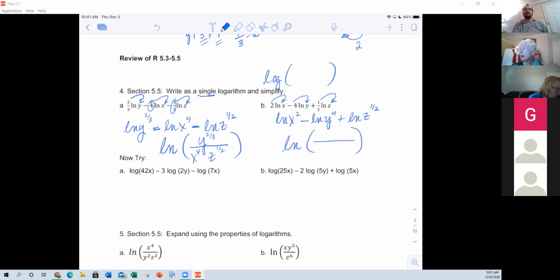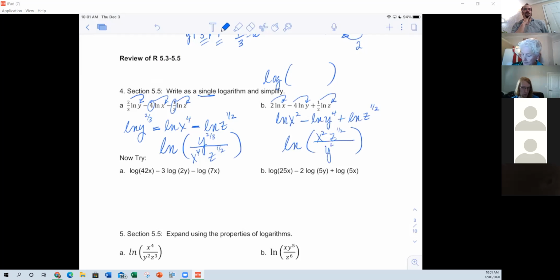And anything that's positive will go into the numerator. So this x squared is going to go into the numerator, and the z to the 1/2 will go into the numerator. And anything that has a negative in front of it will go into the denominator.